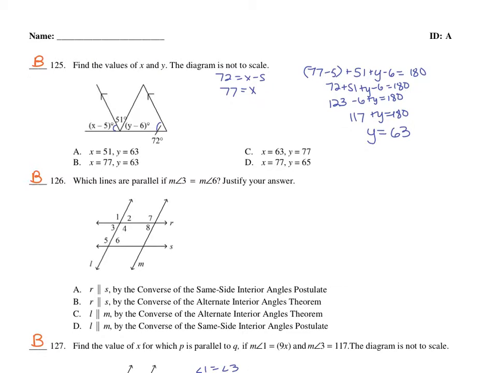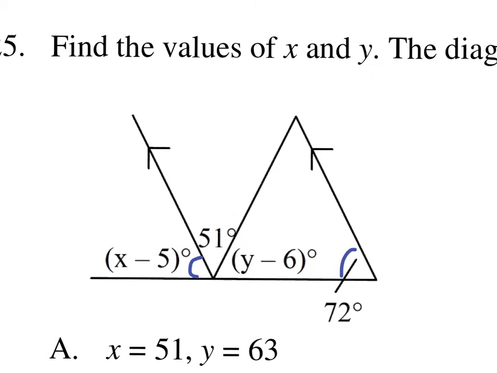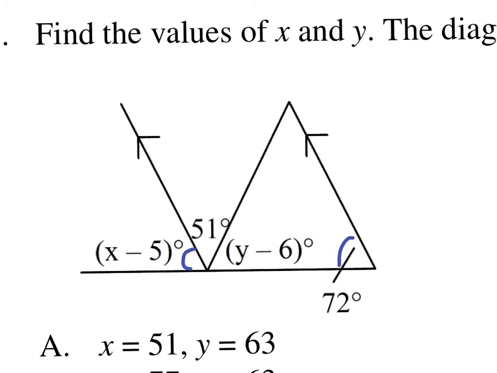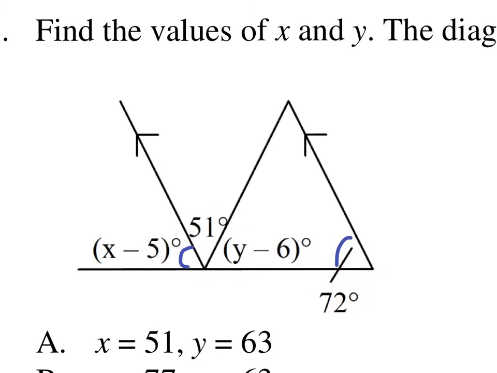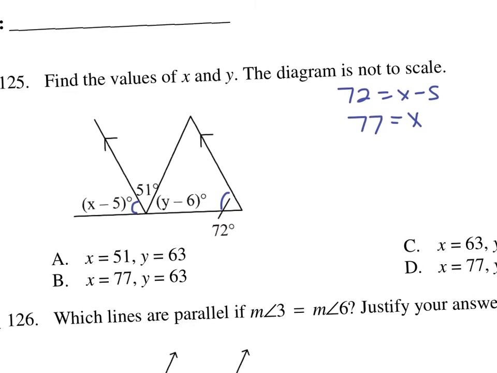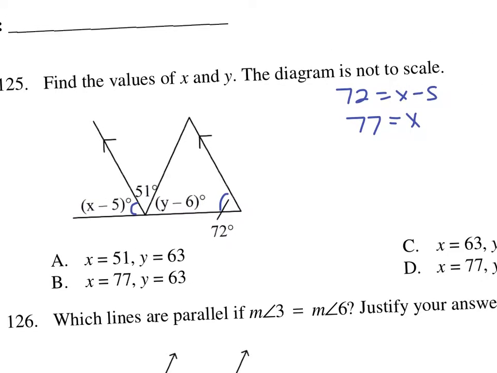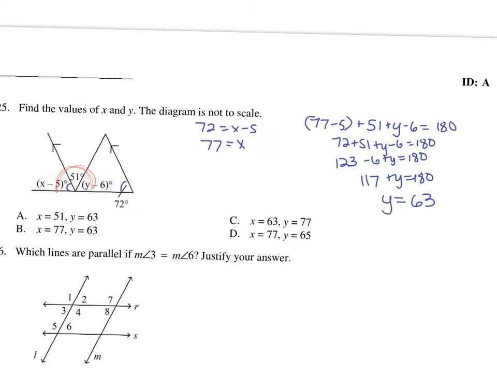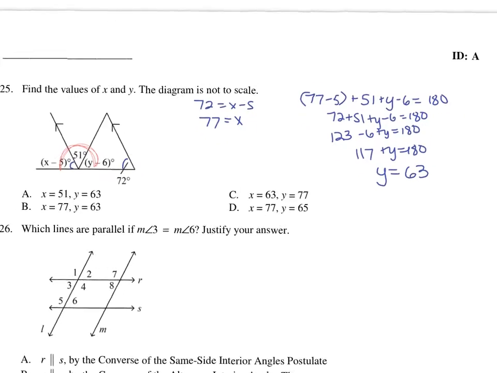125. So these two, the ones that have the blue arcs, would be corresponding. Those are going to be equal. X minus 5 would equal 72. And then from there, you get that the x is 77. And then all three of these angles have to add up to 180. So if I plug the 77 back in and add it to the 51 plus the y minus 6 and set it equal to 180, I get that y is 63.